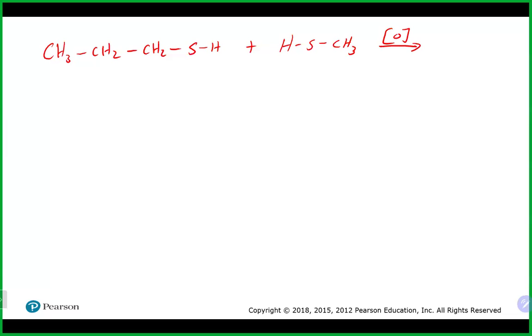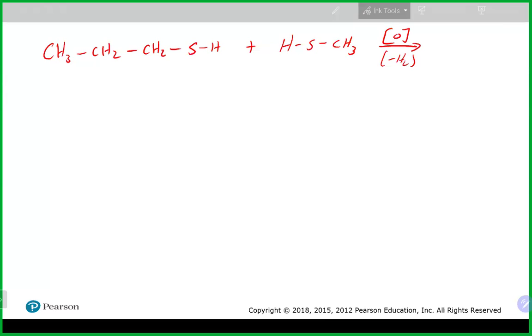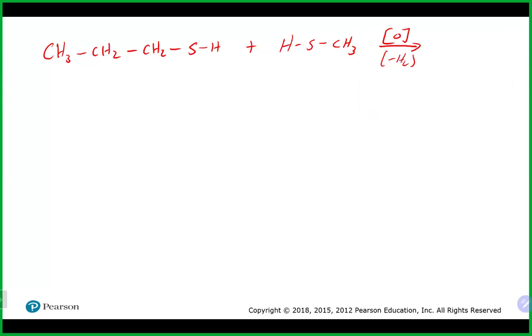In those reactions, we pretty much remove H2, and the same thing happens with these. We're going to get rid of H2. In this particular case, the H2 we remove is one hydrogen from the sulfur on one compound and one from the other. So that is where our H2 is going to come from, and I'll just make it here.